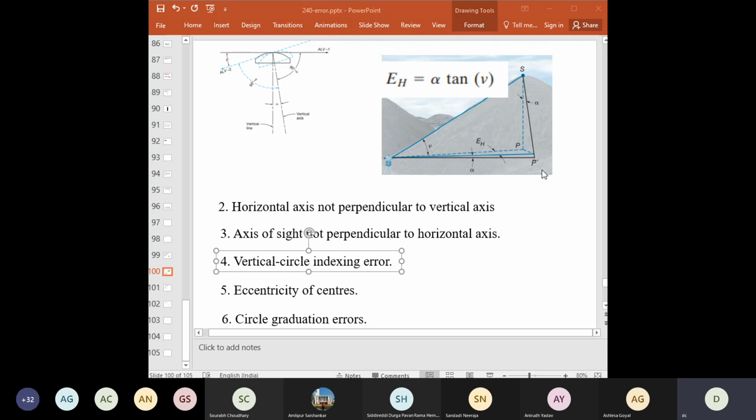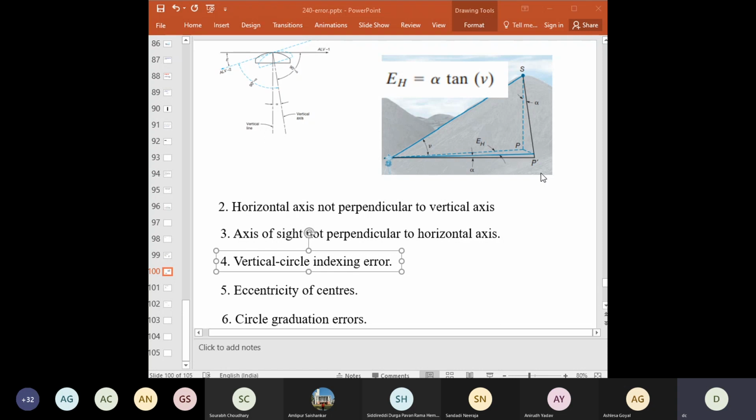When the axis of sight is horizontal, an altitude angle of 0 or a zenith angle of either 90 or 270 should be read. Otherwise, the indexing error exists. So we have seen it earlier also. These indexing errors become a big source of the data getting collected being erroneous.